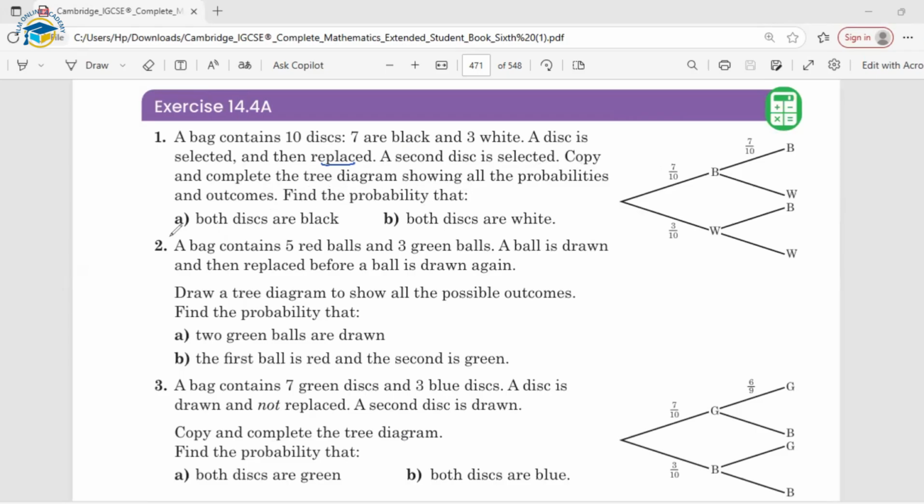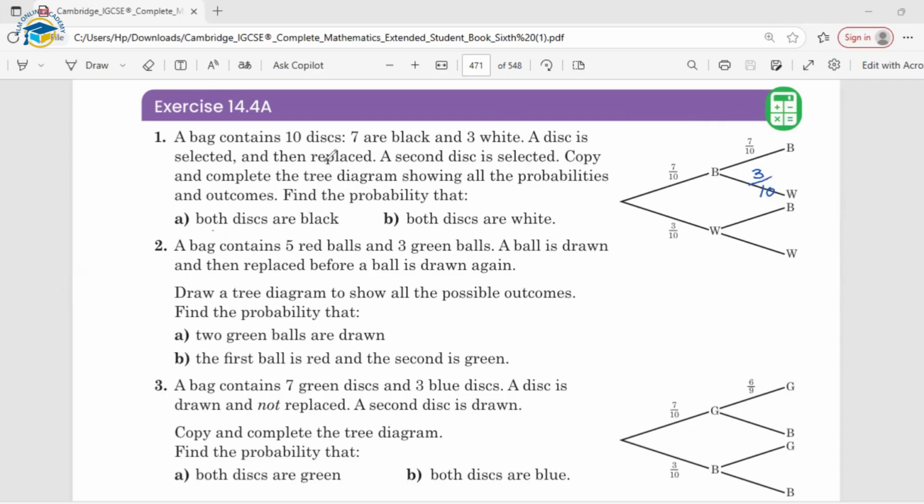Okay, fine. Before going on with the probability of A and B part, we must first find out the probabilities on this tree diagram. We will complete this and then we will further move on. So first two probabilities they already gave: 7 are the black balls out of total 10 and 3 are the white ones. So 3 white discs out of total 10.